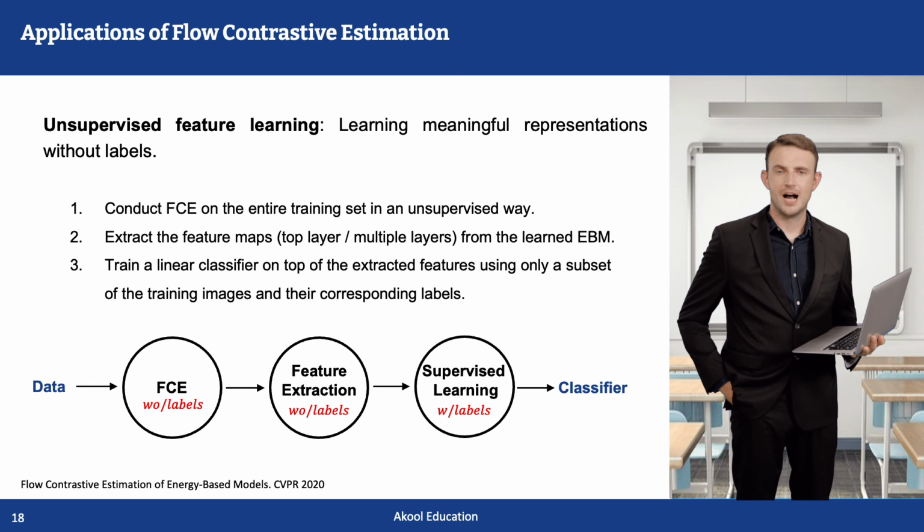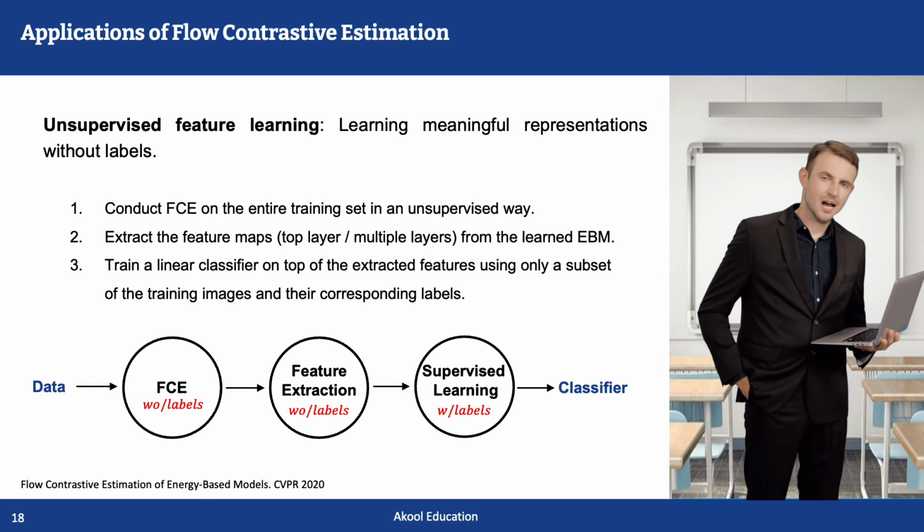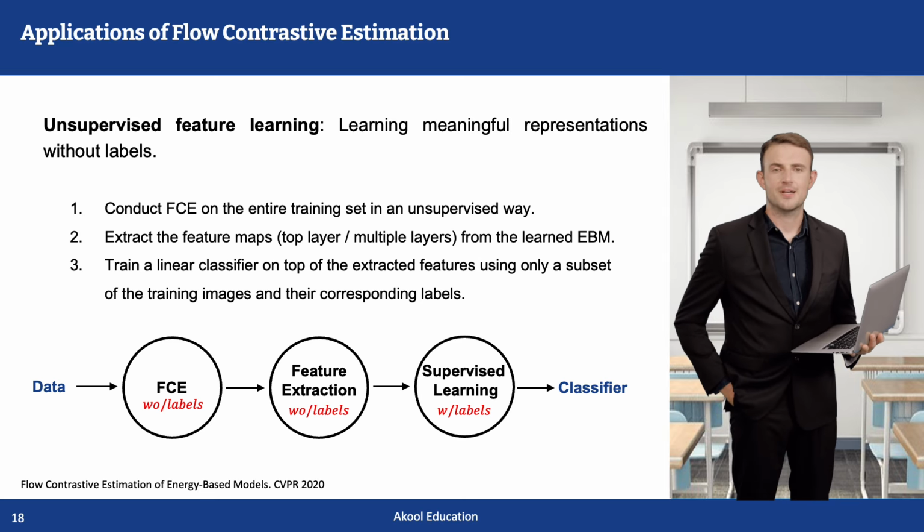Finally, let's look at how flow contrastive estimation can be applied to unsupervised feature learning. The key idea is to train the model without using any labels and then use the learned representation for downstream supervised tasks. The process works in 3 steps.